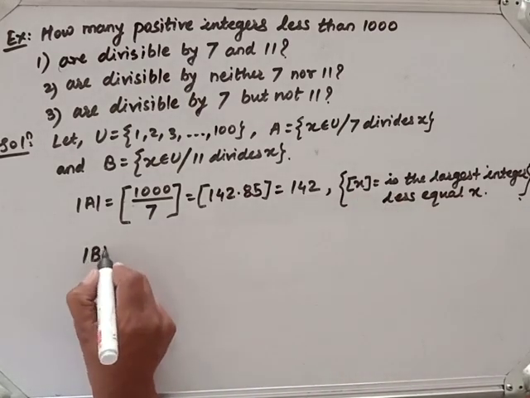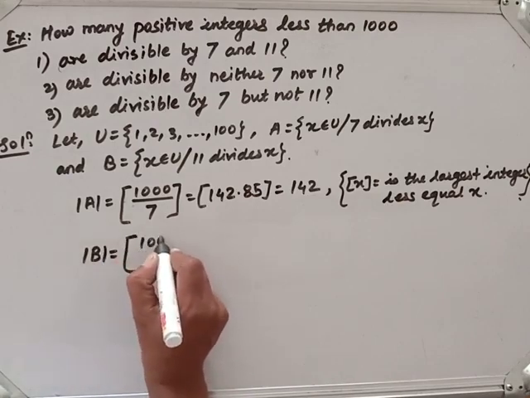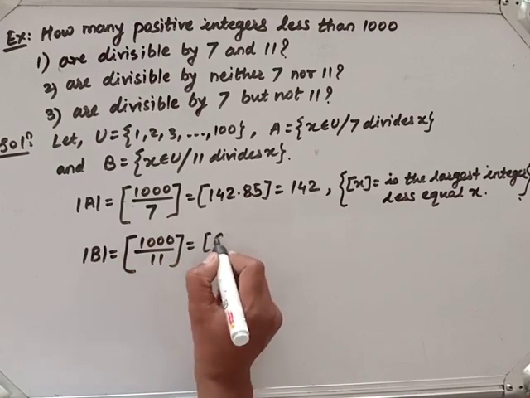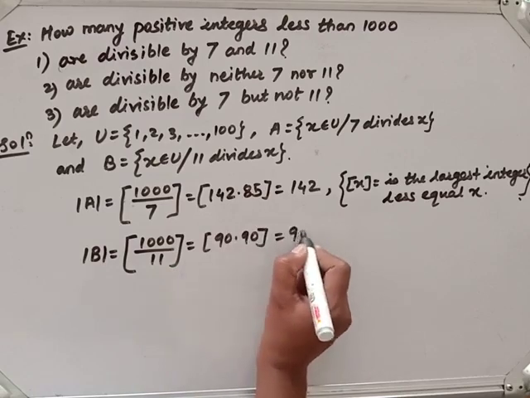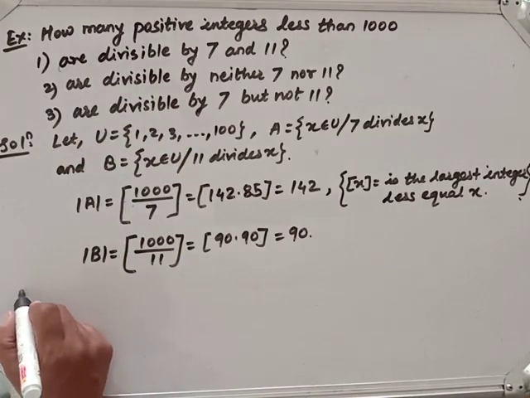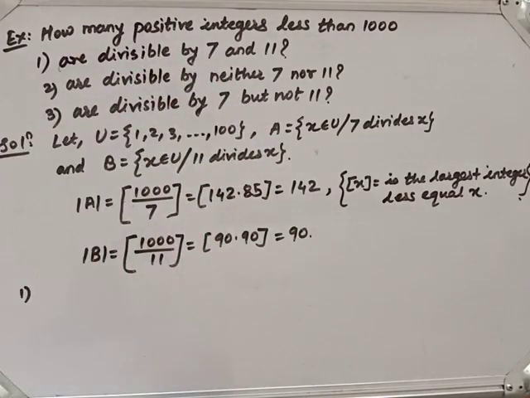Similarly, what is the cardinality of B? Again 1000 divided by 11. So that is again 90.90, so that is also 90. Fine. Now let us determine this one by one. So the first, the number of elements which are divisible by 7 and 11.